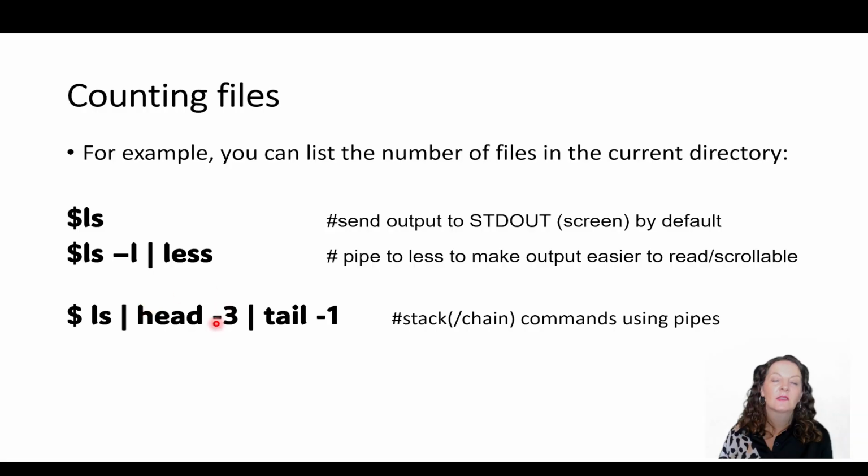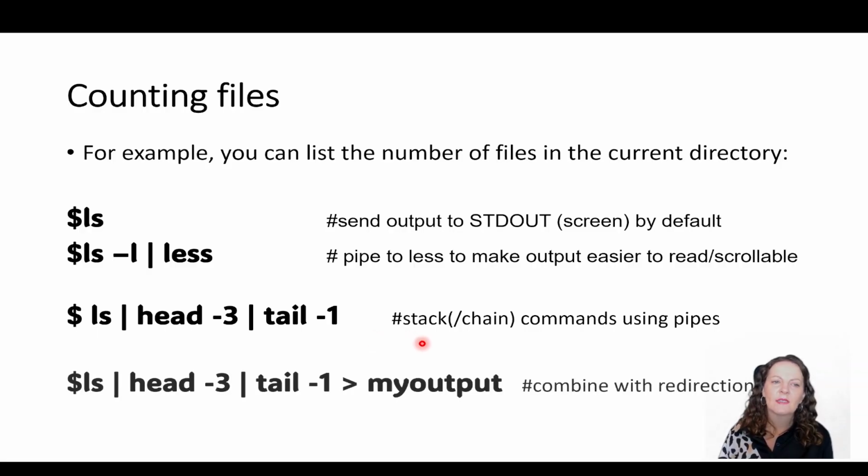So there's my head minus 3. That's going to just print the first 3 lines, and then this will print the last line of that command head minus 3. In other words, you only want to print the 3rd line of the ls command. There it is. Okay. What if you want to store that for use later for whatever reason?